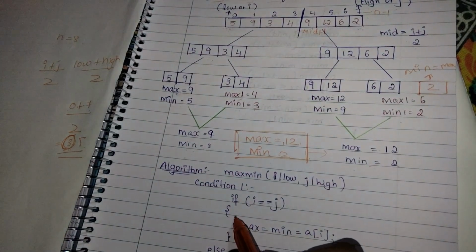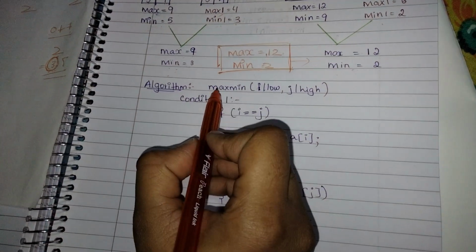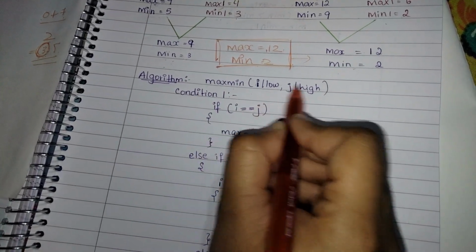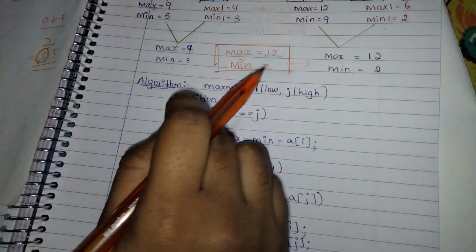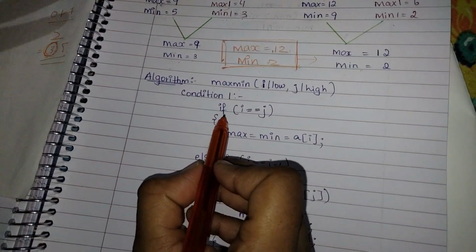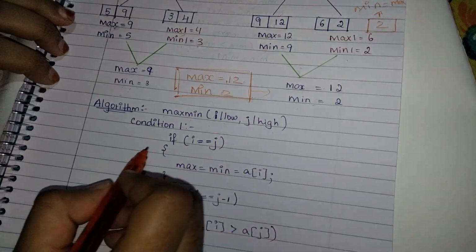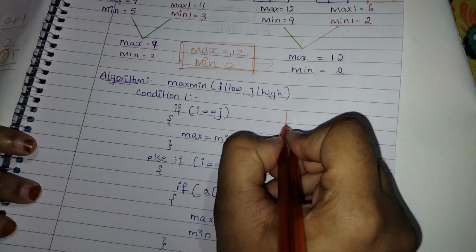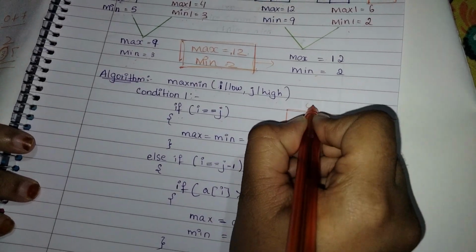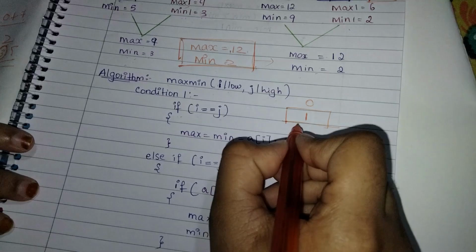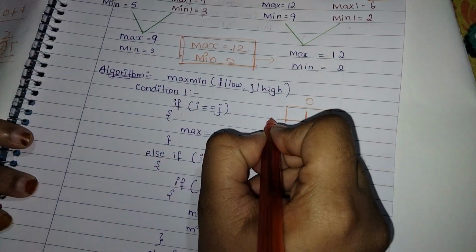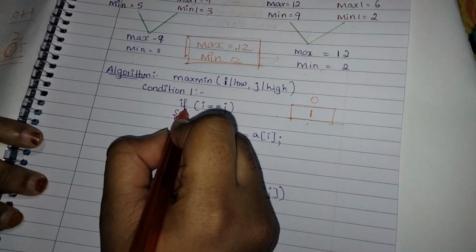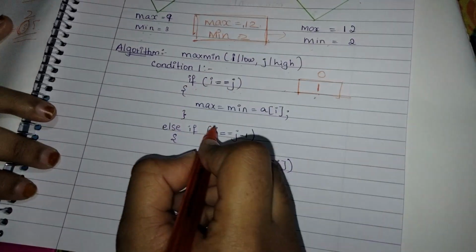Now we will see the algorithm. In this algorithm, maximum and minimum, we have two values, that is i, j or low, high. First, condition 1: if i is equal to j, which means in the array we have only one element. For example, only one element. This element will be the maximum and this element will also be the minimum. If this condition is true, that is if i is equal to j, at that time, whatever.